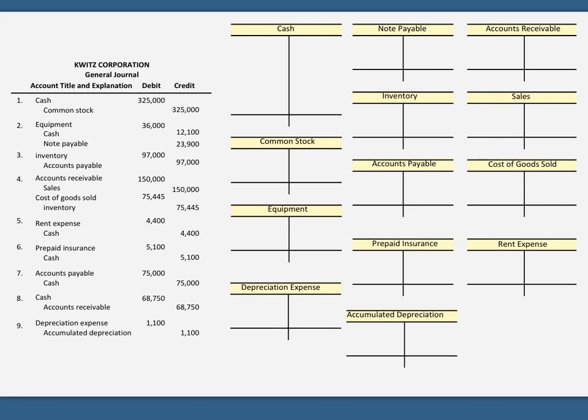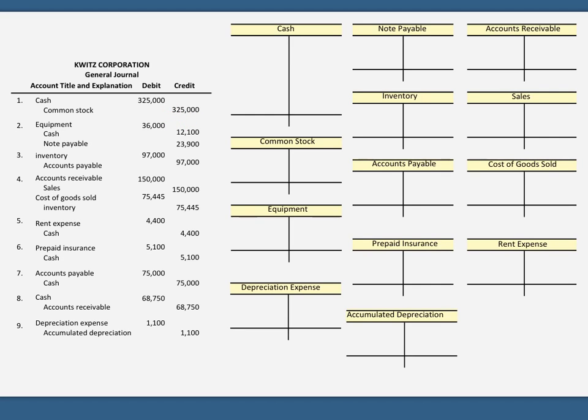And basically the general ledger holds all the accounts that a corporation has used. So what we're going to do is post each journal entry, and then add up the debits and the credits to get an ending balance for each account. So let's look at our first entry here. We have cash that was debited $325,000, common stock credited $325,000.